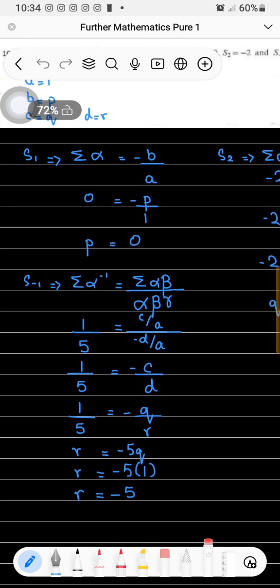We know that sum of alpha minus 1 is sum of alpha beta upon alpha beta gamma, and the sum of alpha minus 1 was already given as 1 upon 5, and the formula for sum of alpha beta is c upon a, sum alpha beta gamma is negative d upon a. The a and a got cancelled and it becomes minus c upon d. Then c upon d can also be written as negative q upon r. The r shifts towards left, meaning there is cross multiplication, which leads to r equal to negative 5q. We know the value of q is 1, so it becomes negative 5.